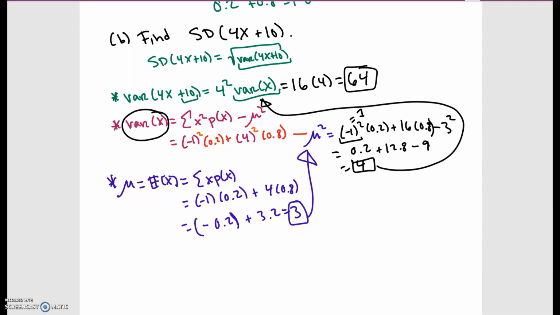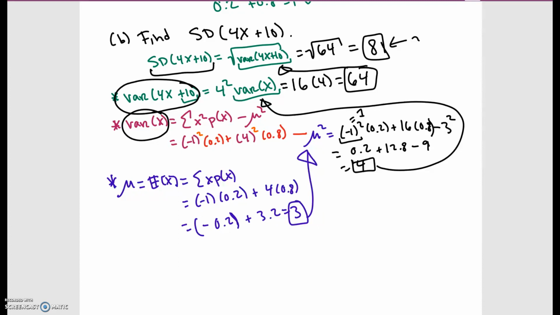Now we don't want the variance. We don't want 64 because that just gave me the variance of 4x plus 10. So I'm going to go back now, and all I've got to do to find the standard deviation is take the square root of 64. The square root of 64 is 8. So that is my final answer.